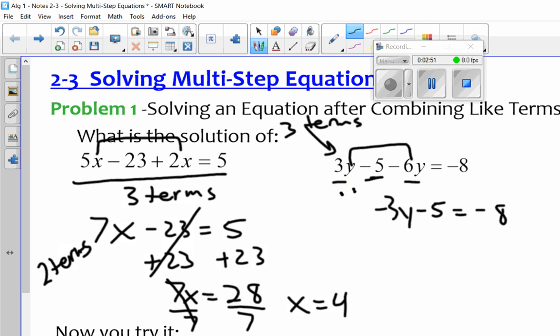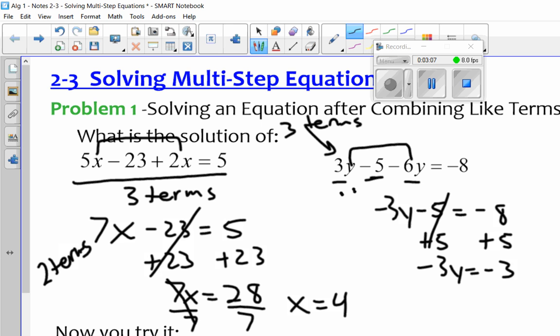Okay. So once again, I identify the operation in this problem is subtracting 5. So I want to do the opposite. I want to add 5. That's going to go away. You're left with negative 3y, and here I get a negative 3.